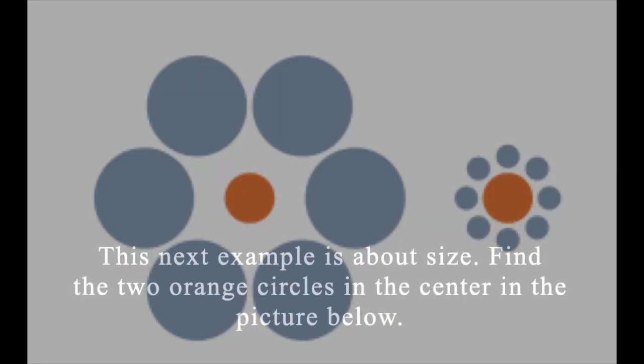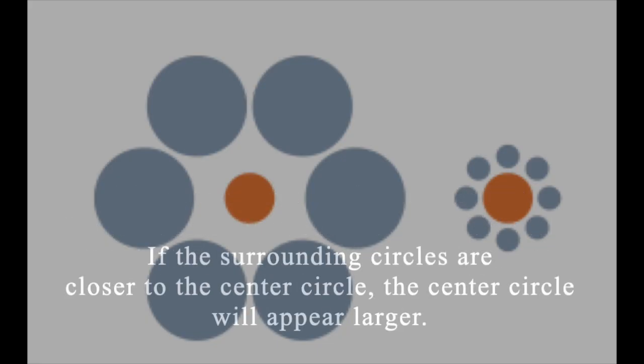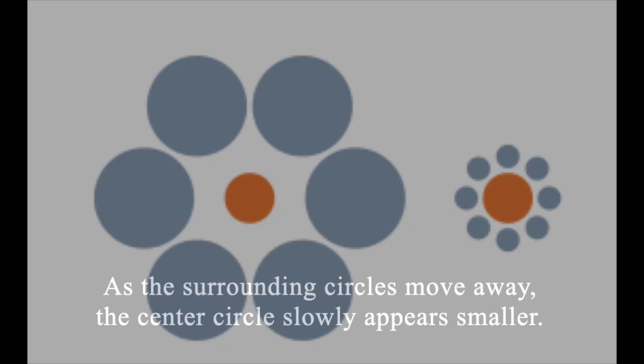The next example is about size. Find the two orange circles in the center in the picture below. The two orange circles are exactly the same size, but your brain probably tells you that the circle on the right is larger. Actually, the relative size of the circles is unimportant. If the surrounding circles are closer, the center circle will appear larger. As the surrounding circles move away, the center circle slowly appears smaller.